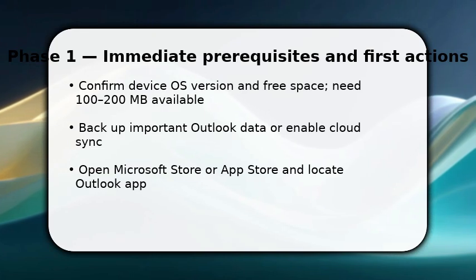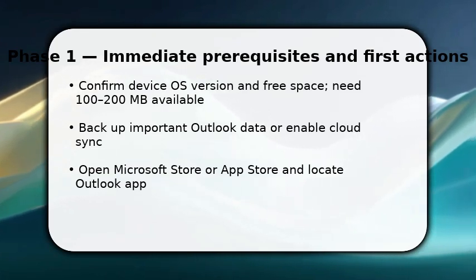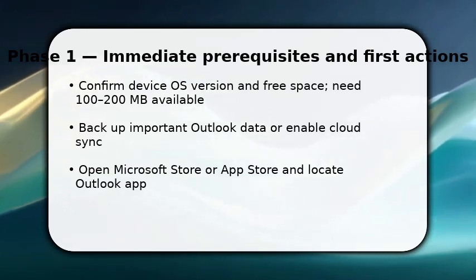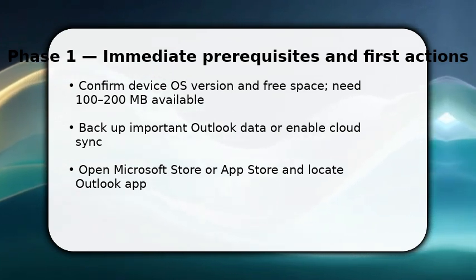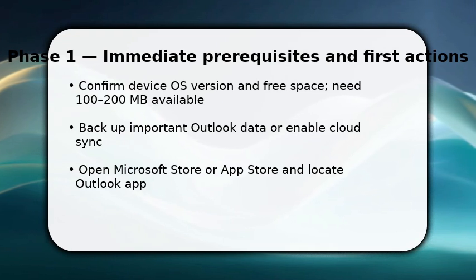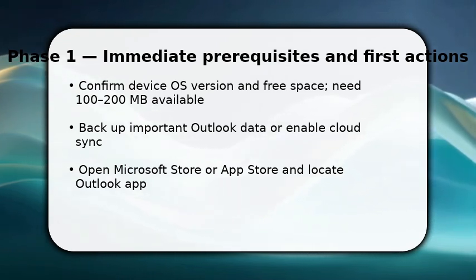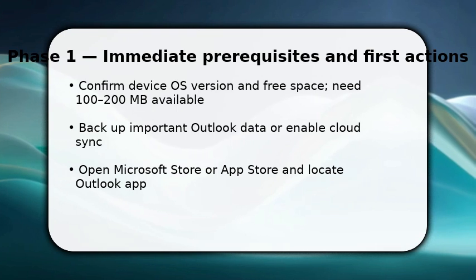You begin by confirming prerequisites so updates install cleanly. Check your device OS version and free space, because insufficient storage breaks installs. Once done, make sure Outlook data is backed up or synced to your Microsoft account to avoid data loss.